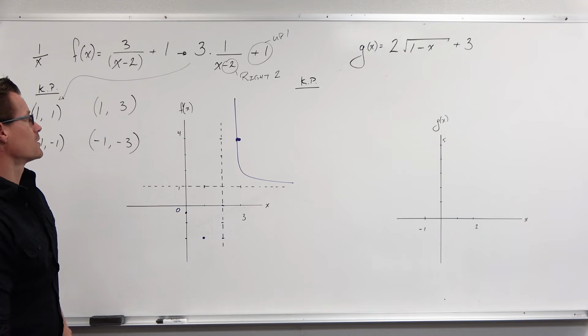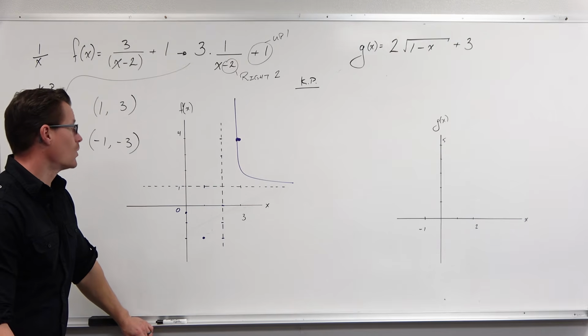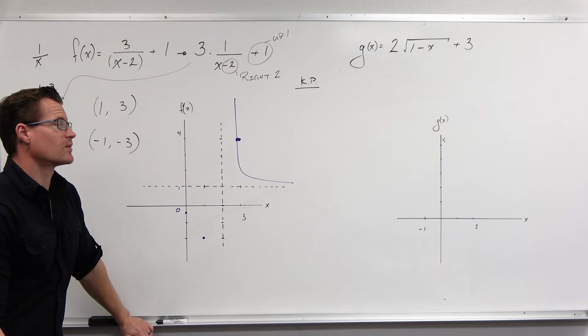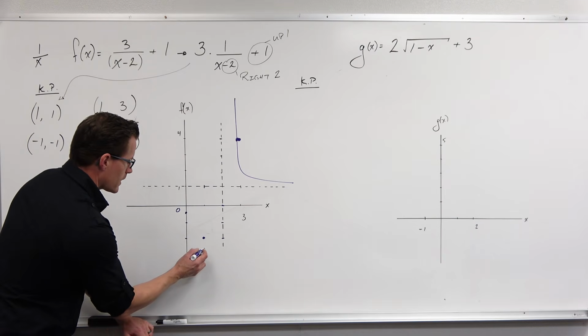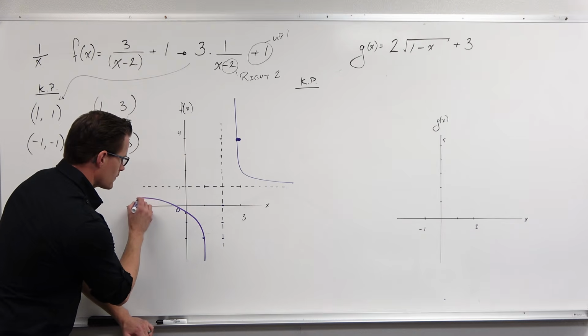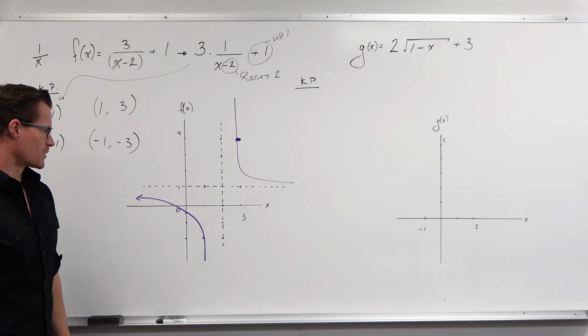I hope I did that right. -3/2 plus 1 is -1/2. 0 minus 2, yeah, -2, -1/2, plus 1, -1/2. So this graph is going to look something like that. It's not going to be perfect.